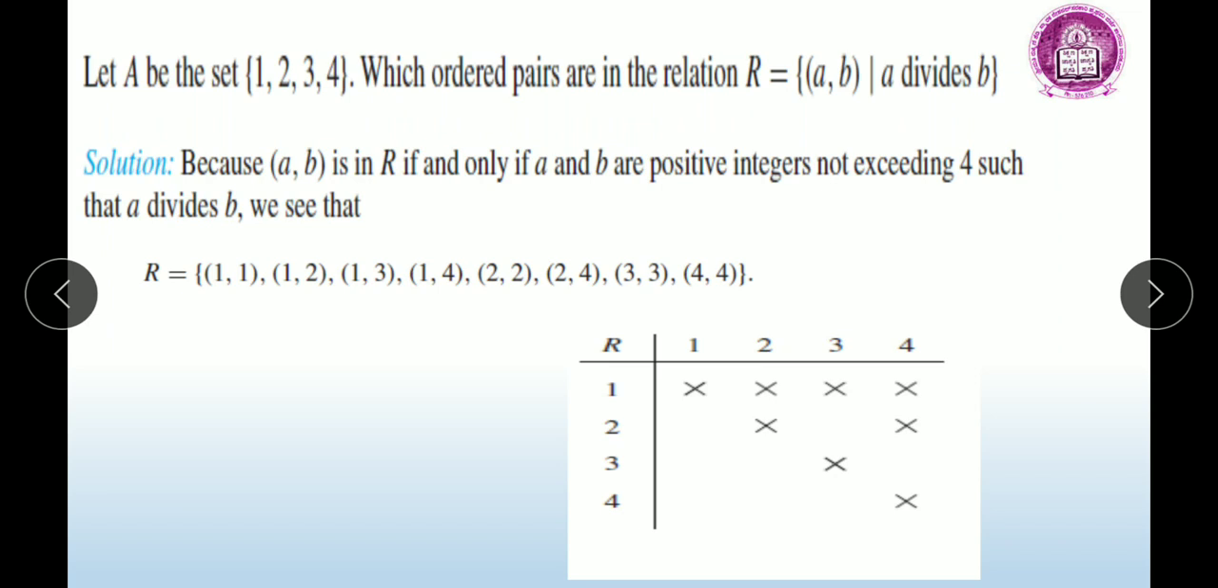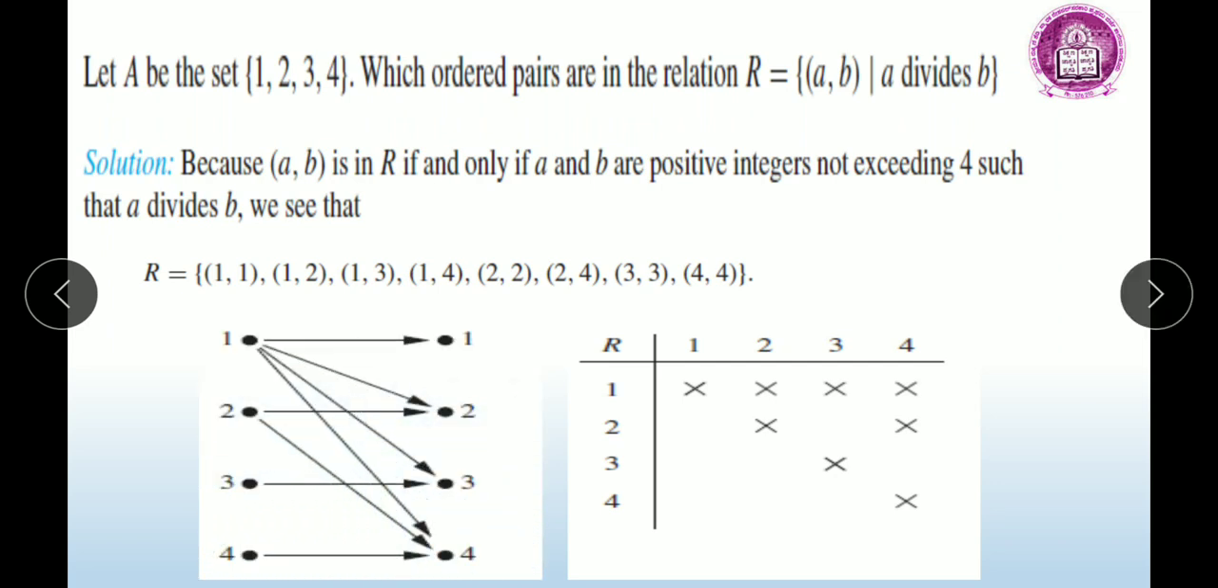Another way of representing these relations is using digraphs, directed graphs. So 1 is related to 1, so there is a directed line from 1 to 1. Similarly, 1 is related to 2, a directed line from 1 to 2. Similarly 1 to 3, 1 to 4. And 4 is related to 4, so from 4 to 4 there is a directed line. So this gives a directed graph of the relation.